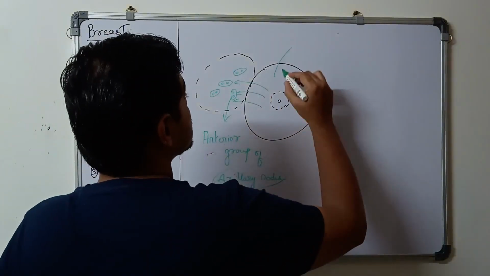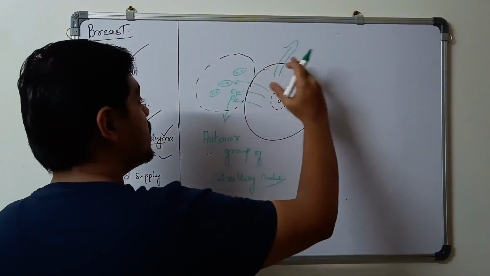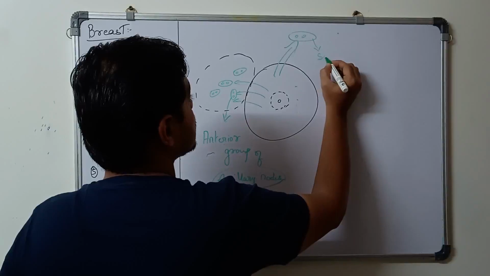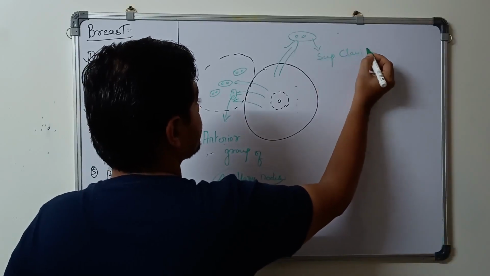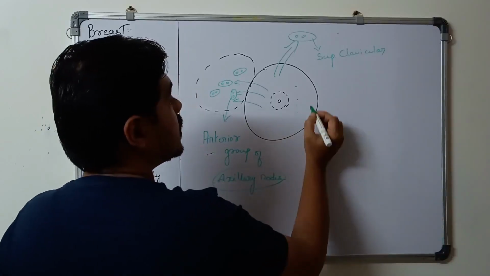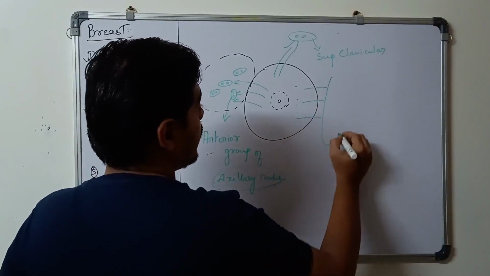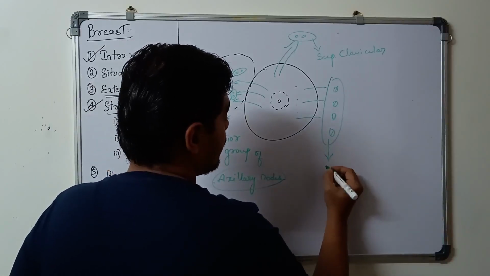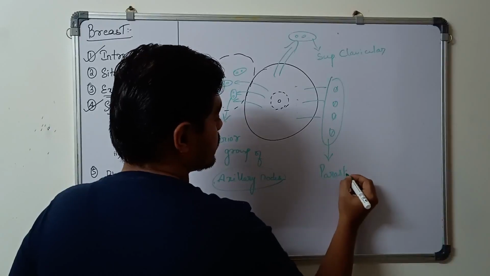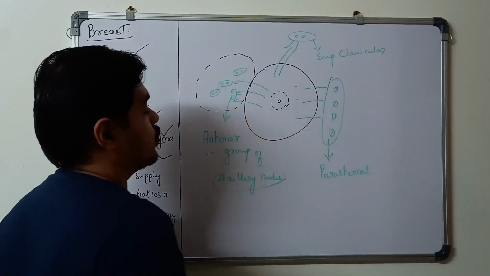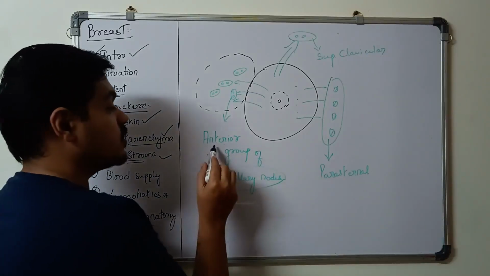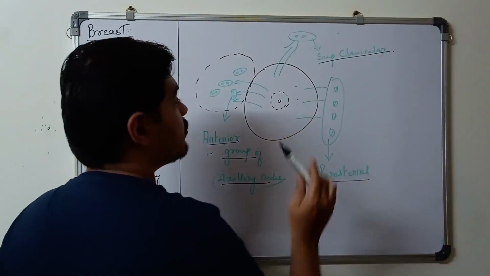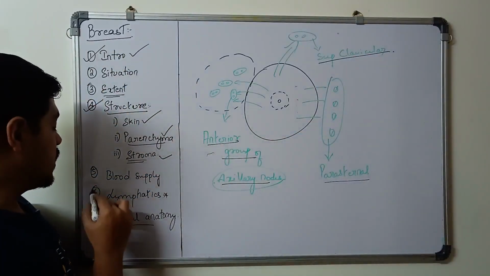Next, some of the breast from the superior lobes drain into the supraclavicular group. This is the supraclavicular. And some from the medial lobes drain into the parasternal group. This is the parasternal. Now, in your examinations, you have to mention the anterior group of axillary nodes, the parasternal nodes and supraclavicular nodes. So this is the lymphatic drainage.